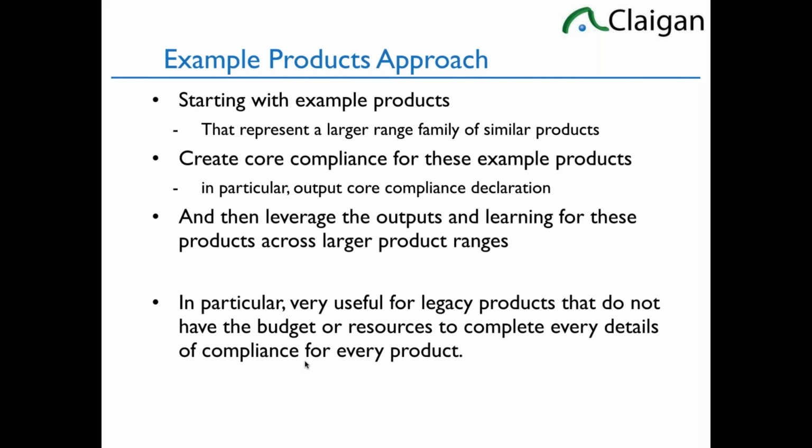We also recommend you work on example products. You don't try to solve everything off the bat. You work on the core compliance for example products. You try to find representative products of larger families. For example, you don't try to do every soup at once. You try to do a soup, a salad, a roast. And you'll find there's a lot of overlap. My soups all have carrots and chicken broth. My salads all use the same lettuce and they all have tomatoes.